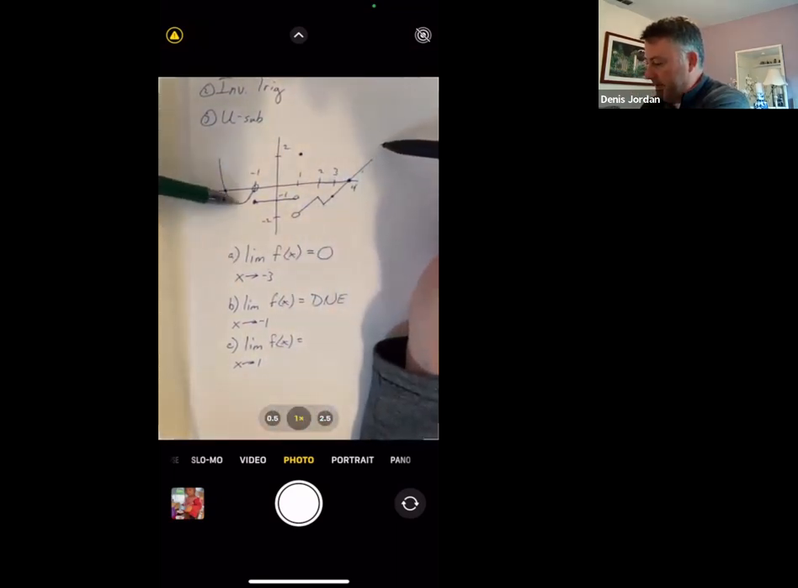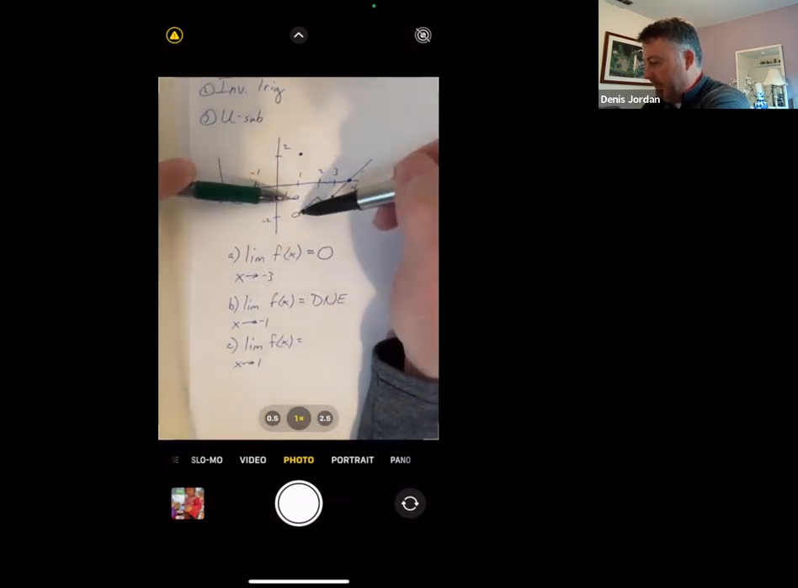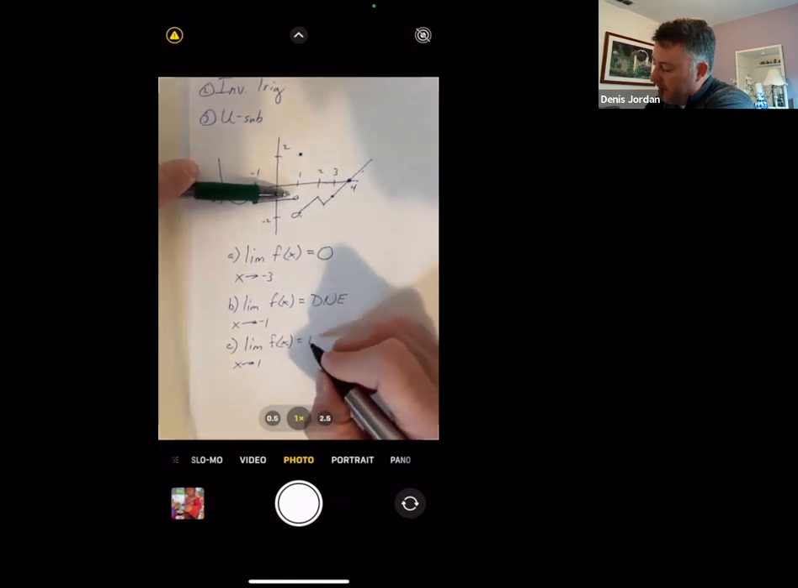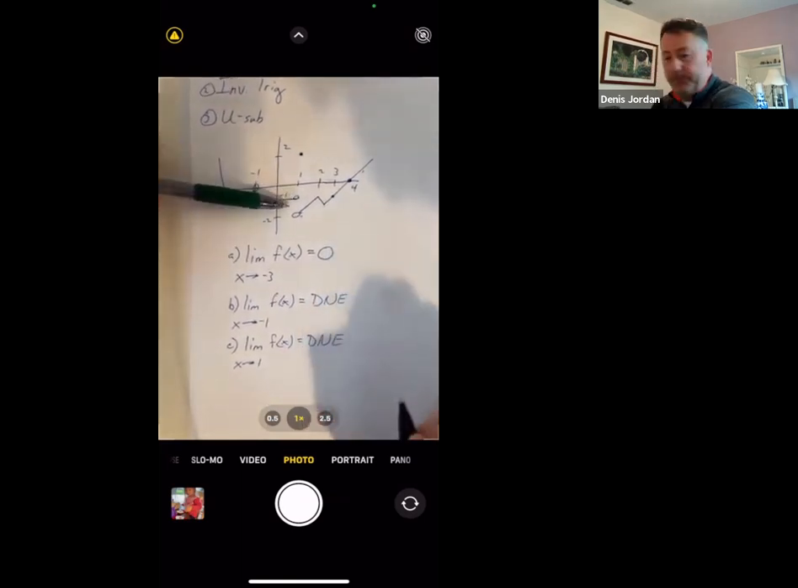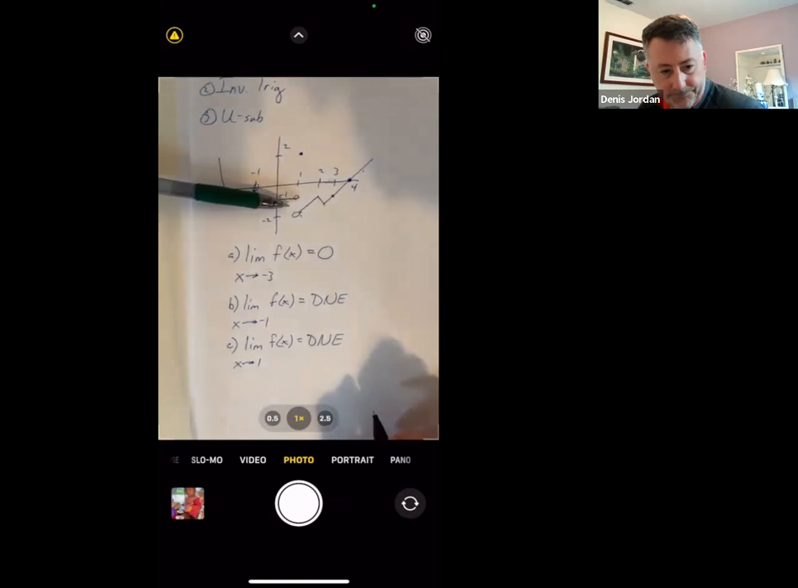It's kind of the same thing. You trace over till you get to 1 from the left, trace over till you get to 1 from the right. They're split again. From the left is -1, the right is -2. They're different values. So it's a DNE.